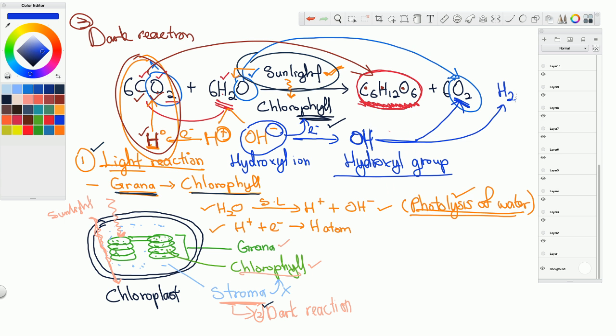Yes, you hear me right? Photosynthesis can produce water here. It is correct. It can produce water here also. Yes, okay, so I repeat.